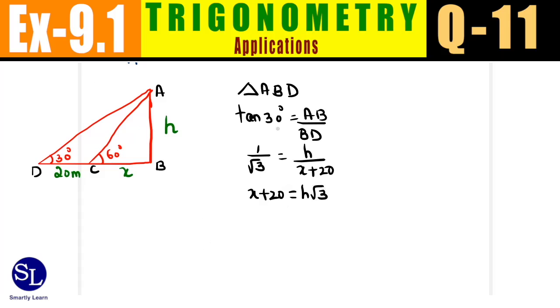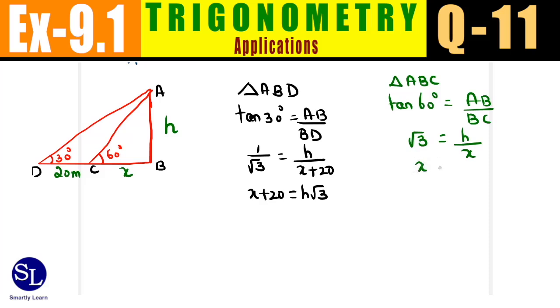Now let's take up the second triangle. So in triangle ABC, tan 60 degrees is equal to AB divided by BC. So this is root 3 is equal to H by X, or X is equal to H by root 3. I'm going to substitute this value of X, which is H by root 3, in the previous expression that we have. So this is H by root 3 plus 20 is equal to H root 3.